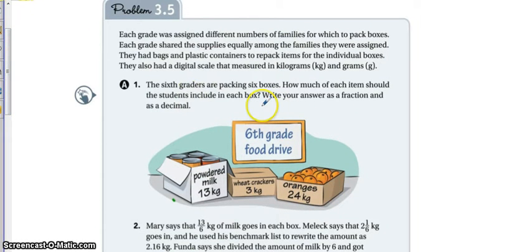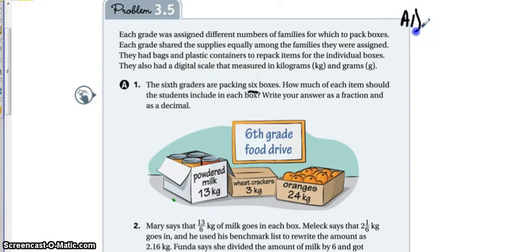A1 says, each grade was assigned different numbers of families for which to pack boxes. Each grade shared the supplies equally among the families they were assigned. They had bags and plastic containers to repack items for individual boxes. They also had a digital scale that measured in kilograms and grams. The sixth graders are packing 6 boxes. How much of each item should the students include in each box? Write your answer as a fraction and as a decimal. So let's take a look.